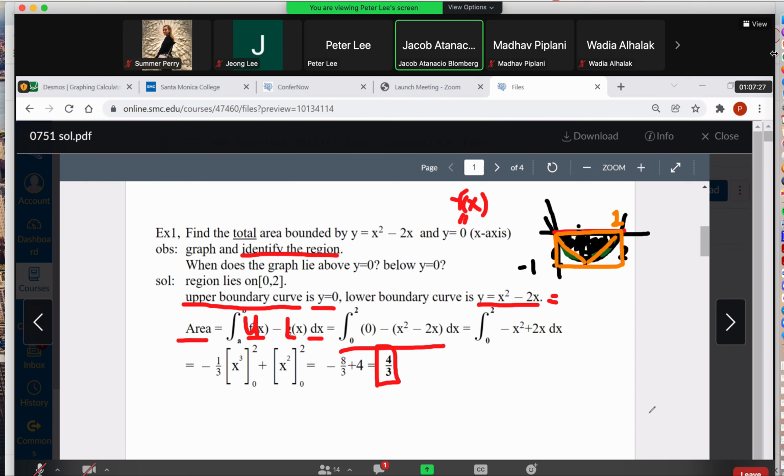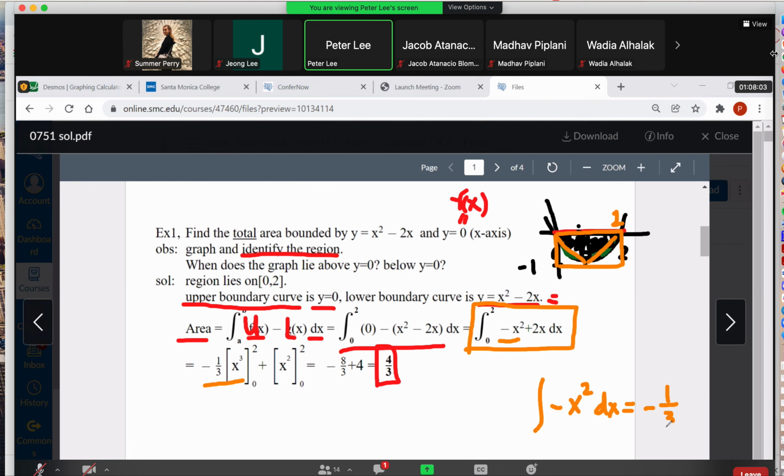Where does that -1/3 come from in the second to last part? This guy right here, because you have to evaluate this guy right here. But using the fundamental theorem of calculus, we just evaluate this guy. So what is the antiderivative of minus x squared? The antiderivative of minus x squared will be minus 1/3 x cubed.